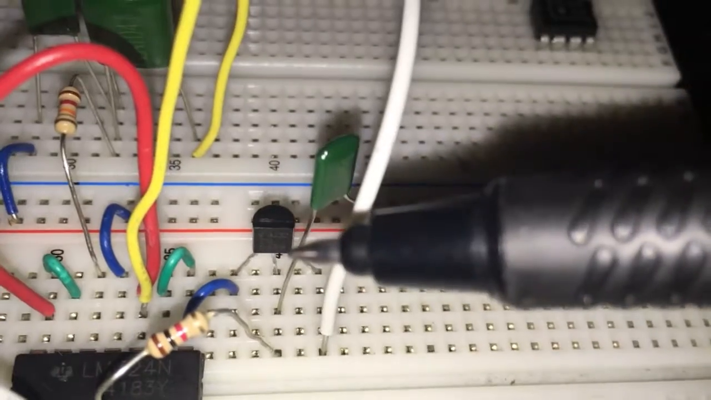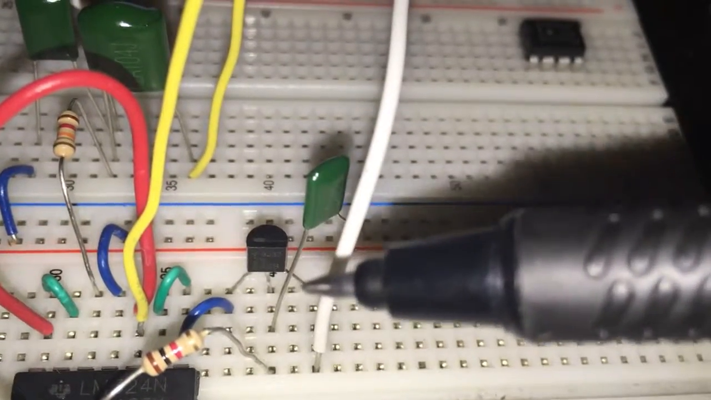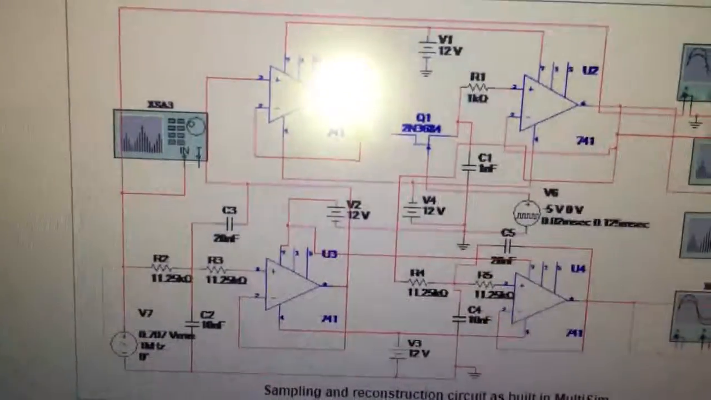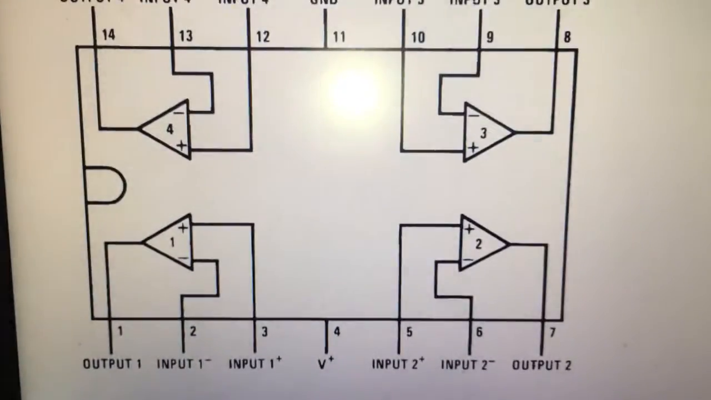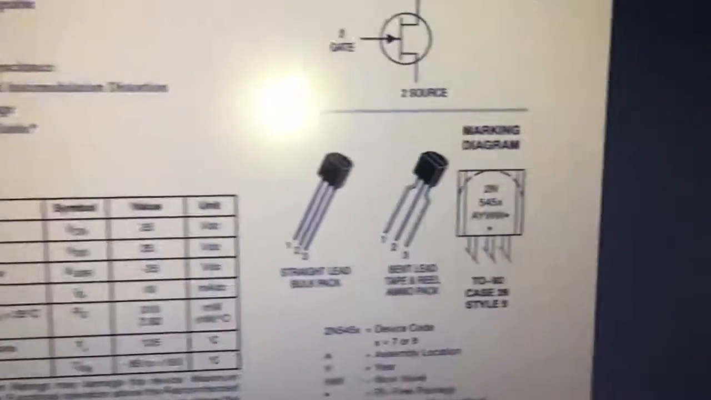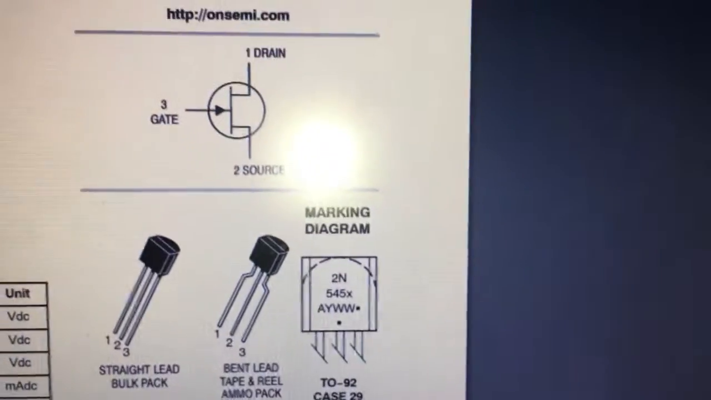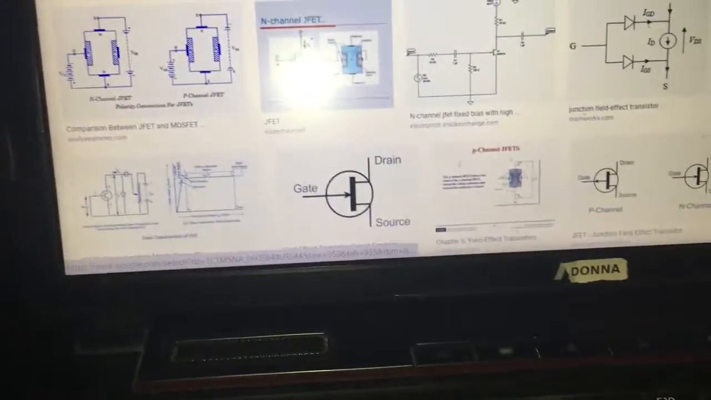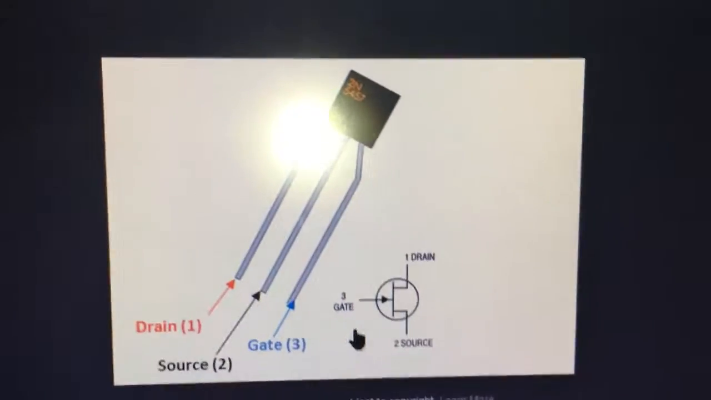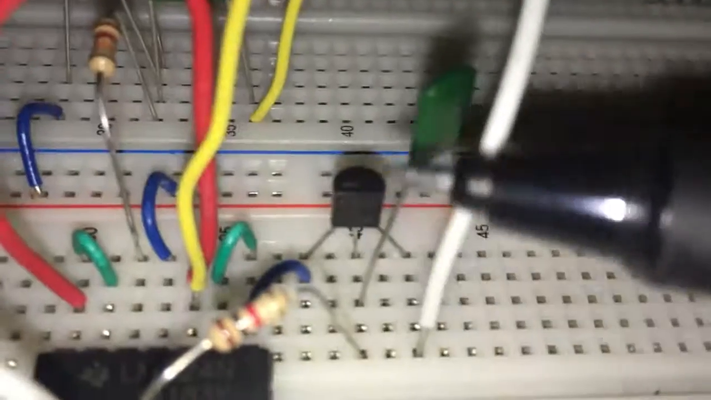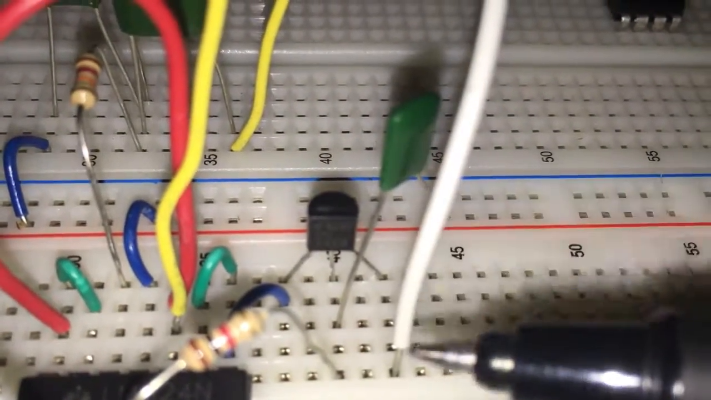I'll explain here. The drain is the first line, the source is the second line, and I think the base is here. Let me see, I can show you guys. Here is the one I'm using. Oh, I'm sorry, the gate. The drain, the gate, and the source. Here's an image I was using just to keep myself on track. We can see here our drain, our source, and our gate. So drain is the first line, source here, gate here.